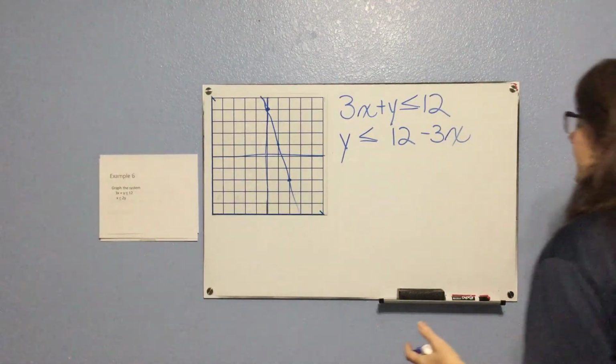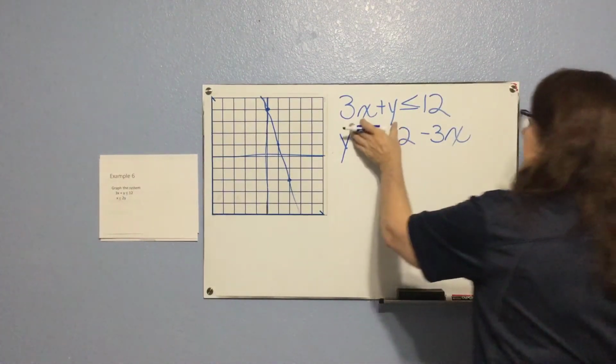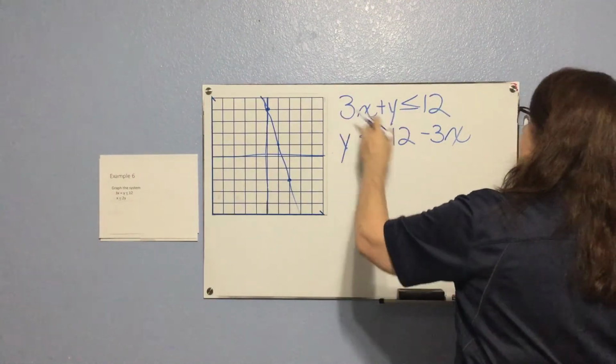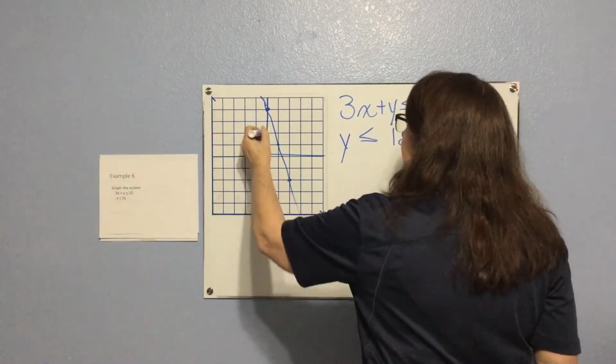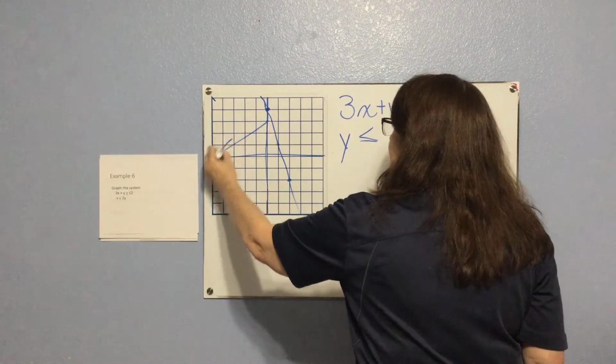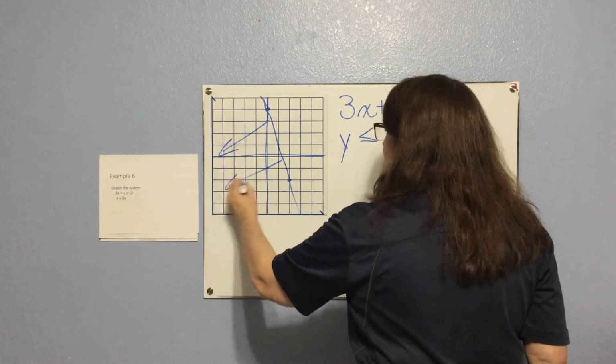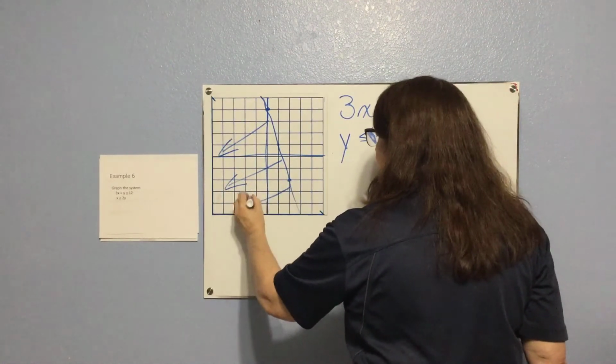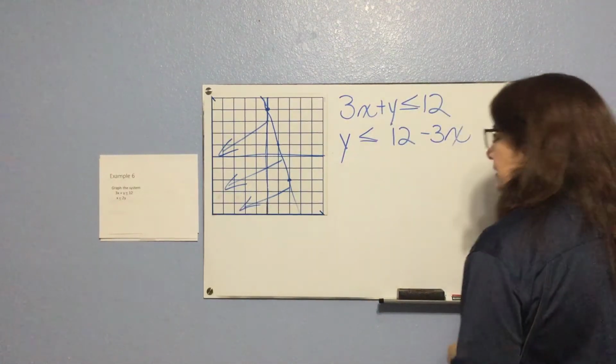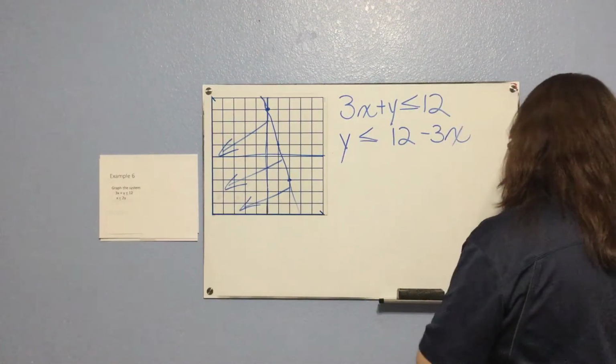Okay, I'm going to use the test point. If x and y are both 0, all of this is 0. Is that less than 12? It is. Because I'm doing a system, I'm not going to do a lot of shading just yet. I will draw arrows to show that that's the part that should be shaded.